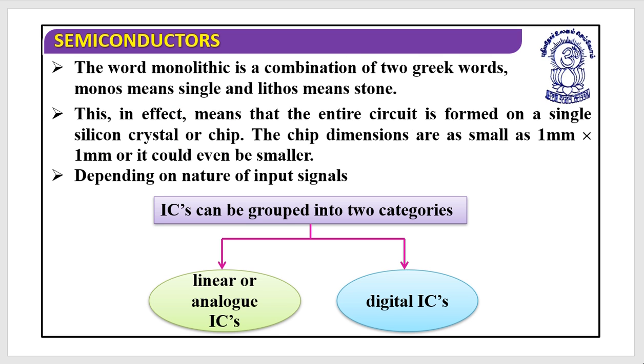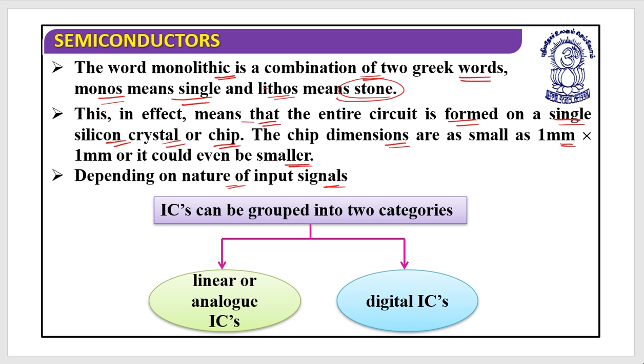Yes, the word monolithic is a combination of two Greek words. Monos means single and lithos means stone. So this in fact means that the entire circuit is formed on a single silicon crystal, or we can say chip. Chip dimensions can be as small as 1 mm by 1 mm, or even smaller than this.